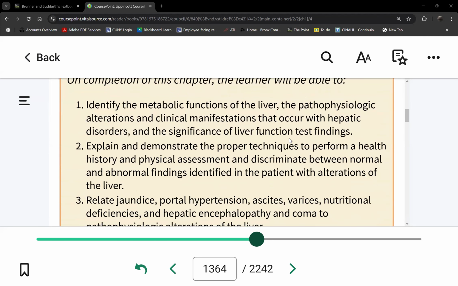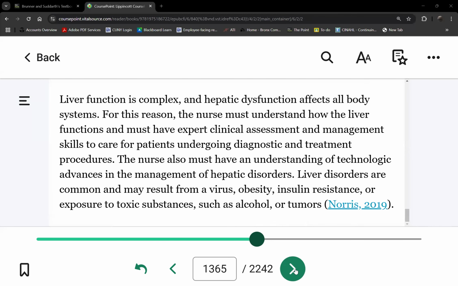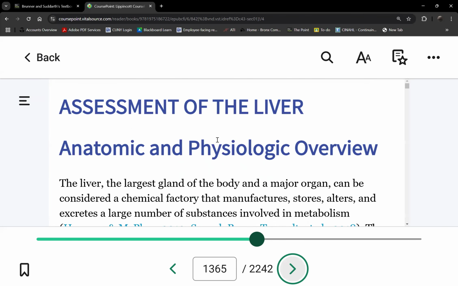Okay, last two topics for your final exam. Let's start with the anatomy of the liver.